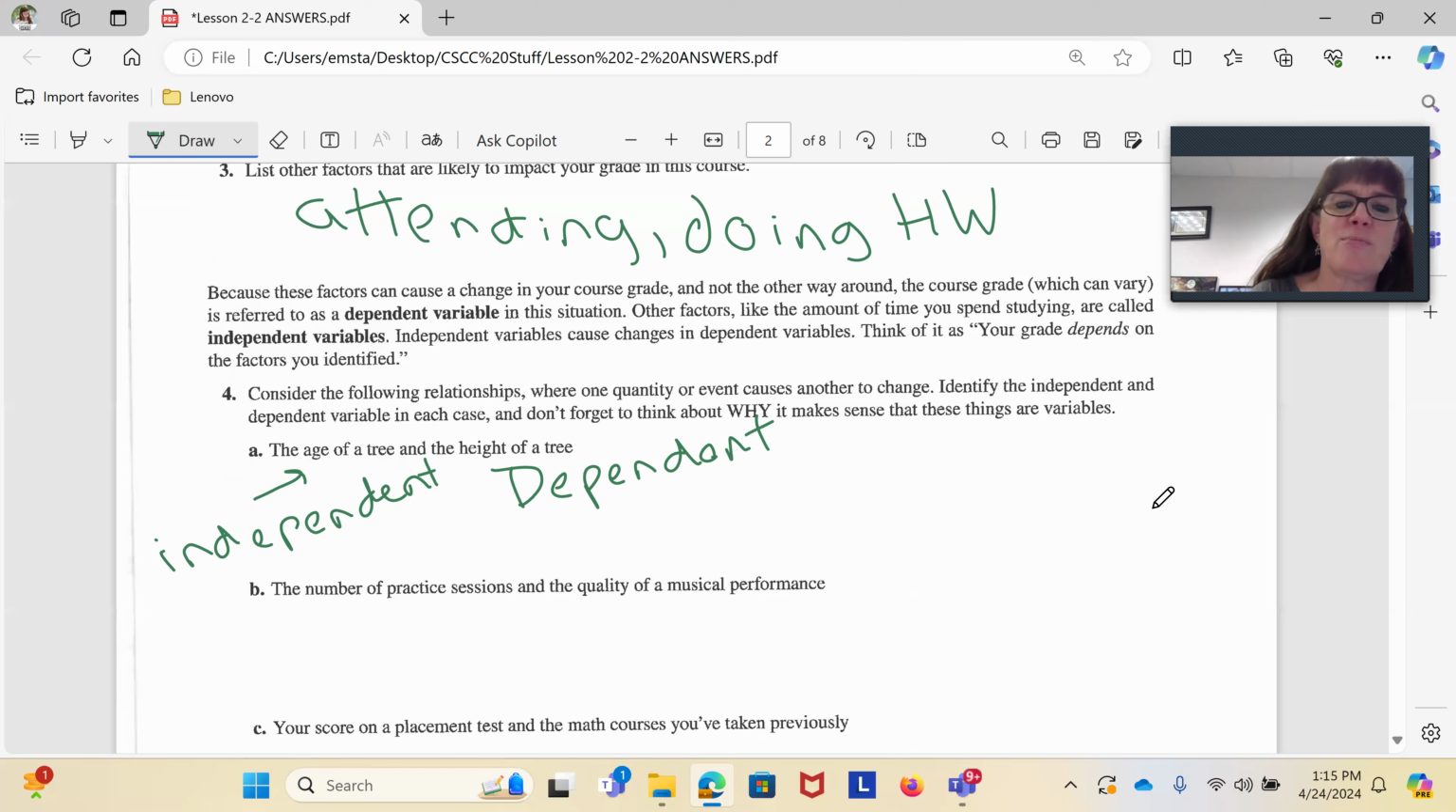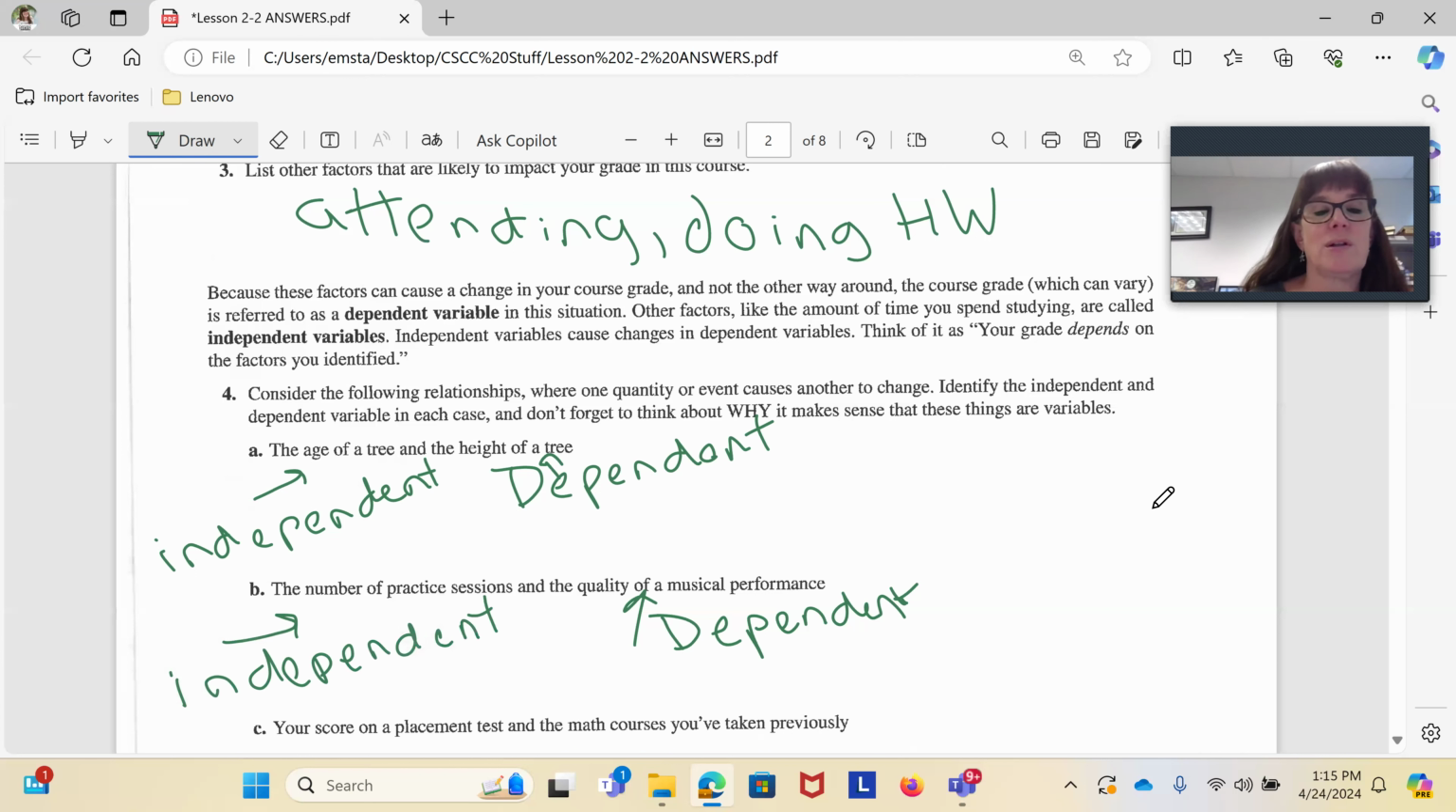So the quality of your performance is going to be your dependent. That's that one. And your independent is going to be the number of practice sessions you have, because in general, the more you practice, the better the performance will be.